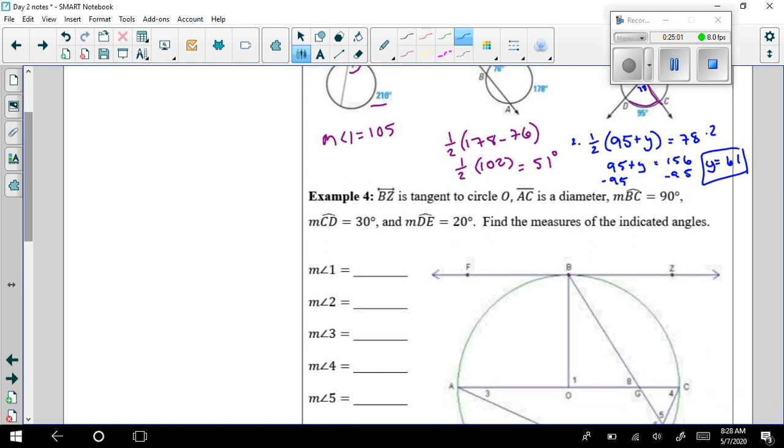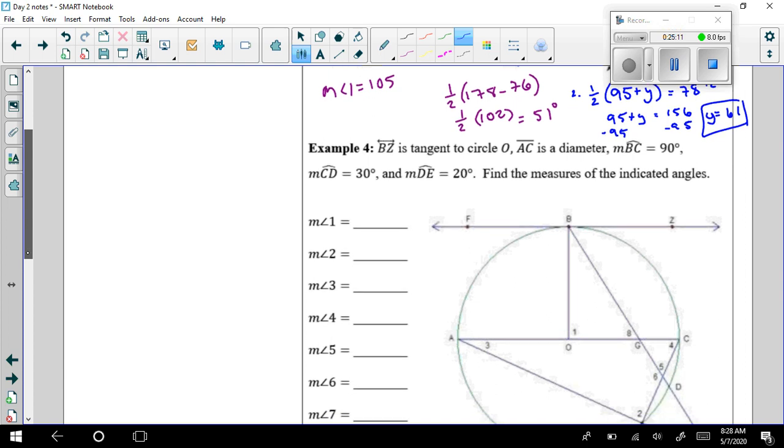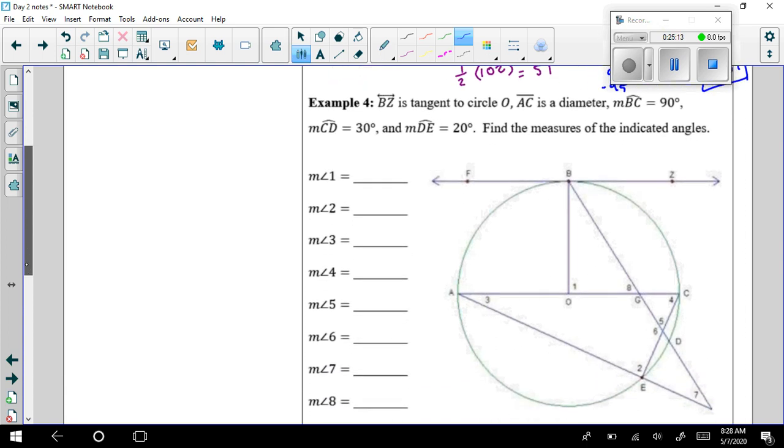All right, BZ is tangent to angle C. The diameter AC is a diameter. The measure of BC is 90. So label, anytime you're getting a list of all this stuff, you can label. So BC, this angle here, is 90. That is going to be the same as your central angle, which I'm not sure I gave you that rule, like that's written down.